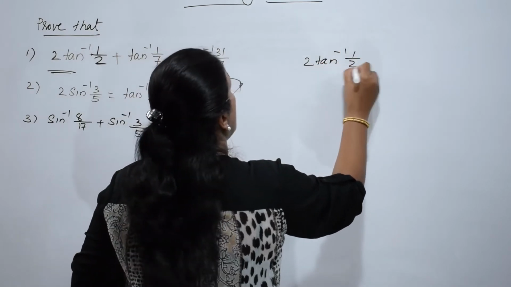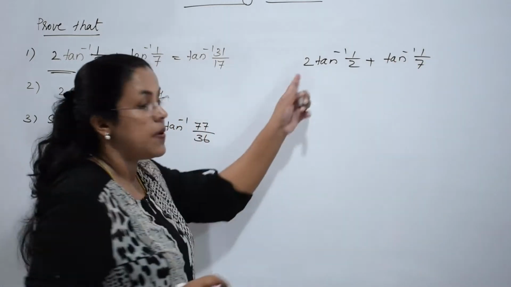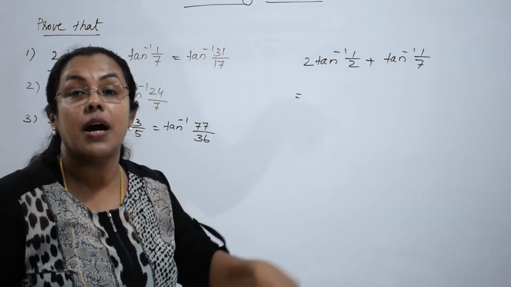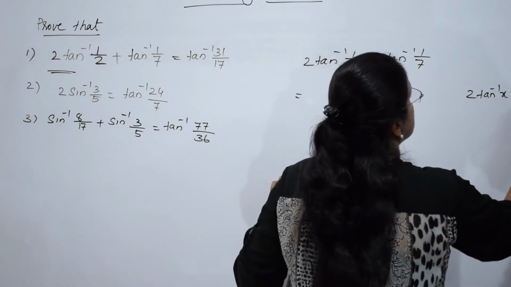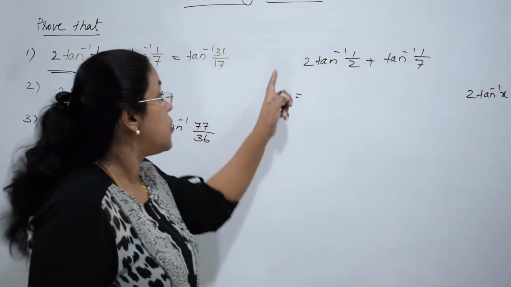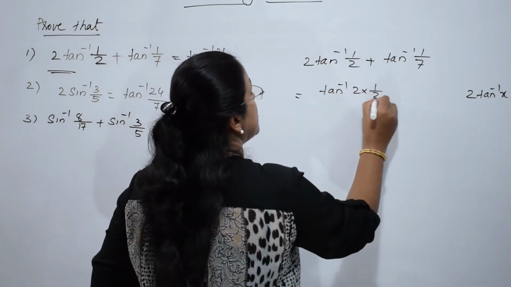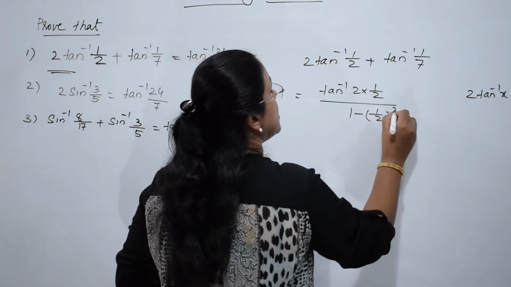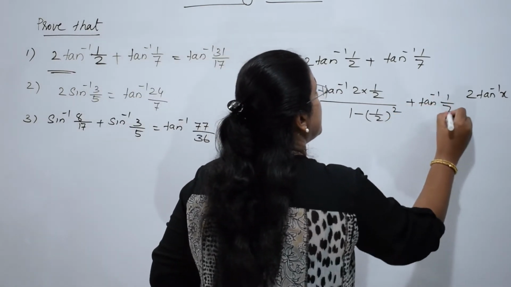2 tan inverse half plus tan inverse 1 by 7 can be written as, what is 2 tan inverse x? 2 tan inverse x is equal to tan inverse 2x upon 1 minus x square. So we can write it as tan inverse 2 into 1 by 2 upon 1 minus 1 by 2 the whole square, plus tan inverse 1 by 7.